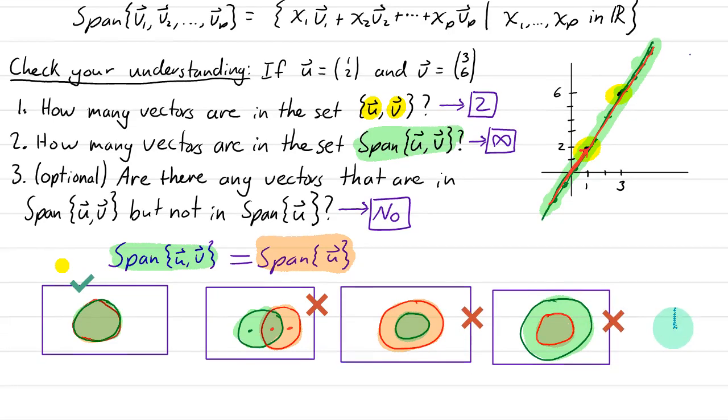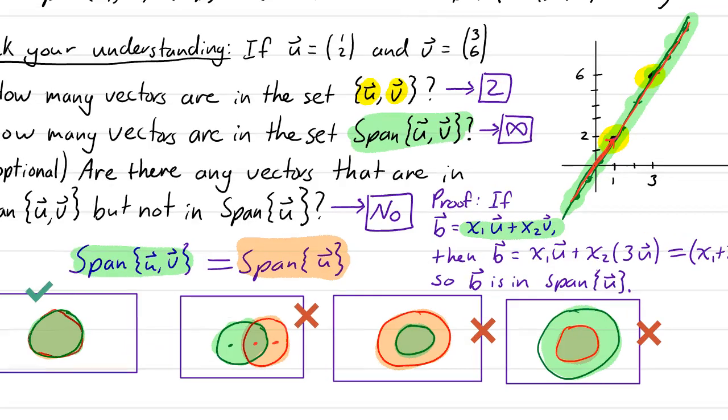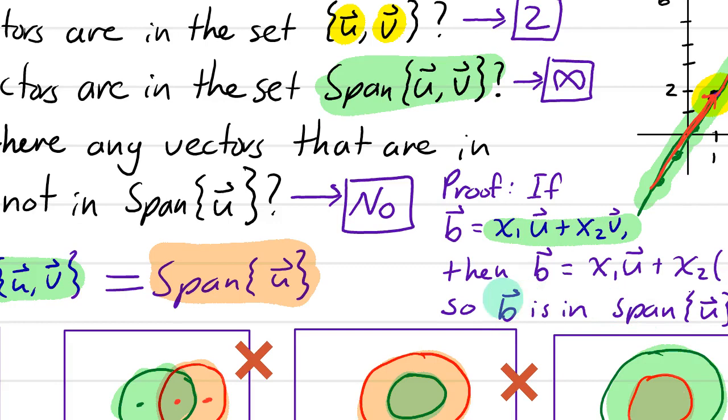You can also describe this fact with symbols, that everything in the span of u and v is also in the span of u. Let's take a typical element in the span of u and v. That means it's going to be some linear combination of u and v, like so. So if b is a vector in the span of u and v, that means it's a linear combination of u and v. And then there's a trick we can use. Here's my little proof written out here.